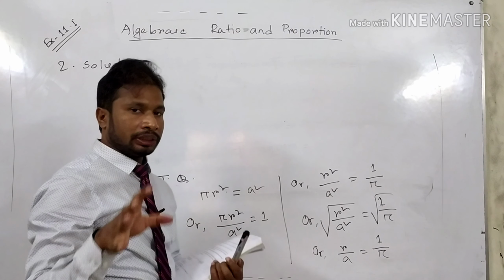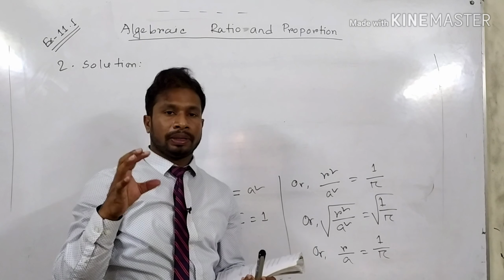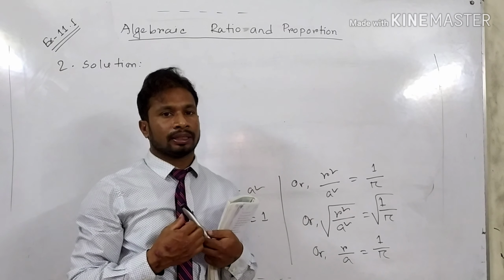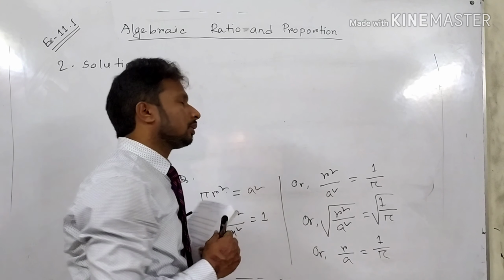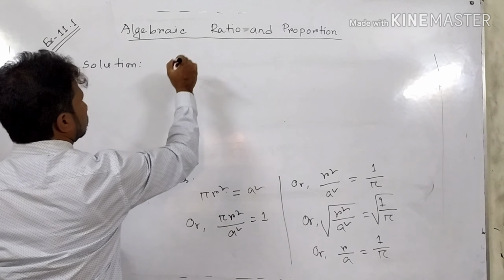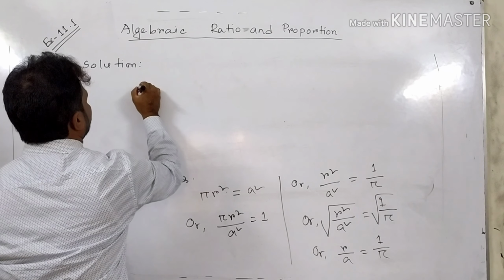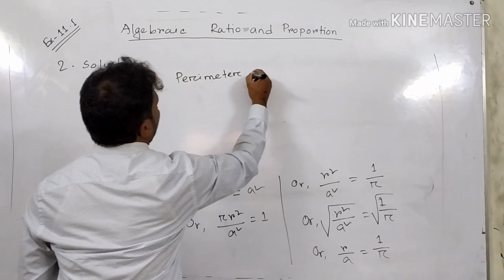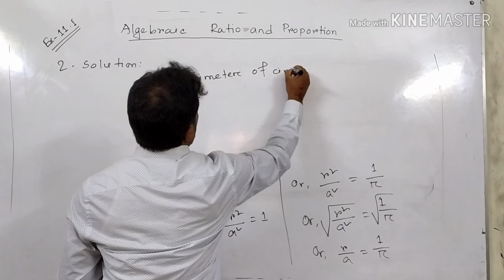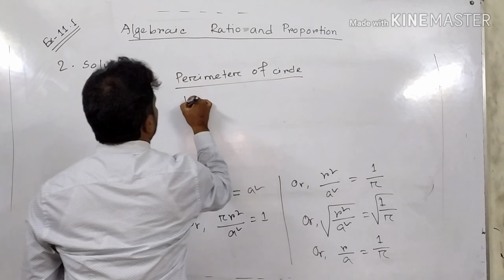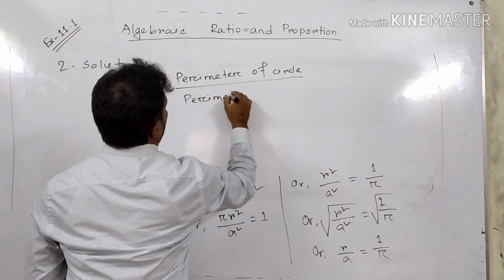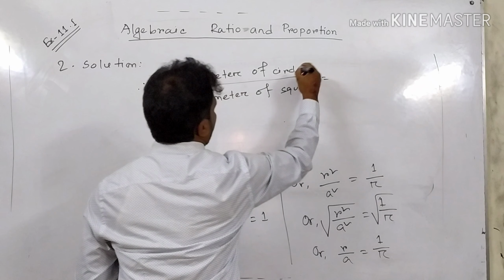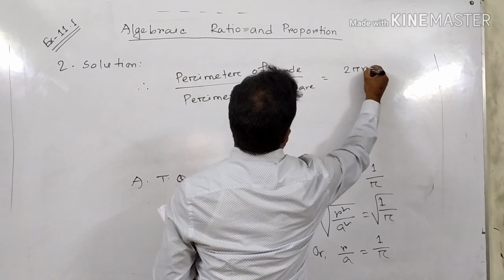we need to find out ratio between what? Between the perimeter of circle and perimeter of a square. As we know, perimeter of circle equal to what? 2 pi r. Okay. Therefore, perimeter of circle divided by perimeter of a square. Perimeter of circle we know that 2 pi r.